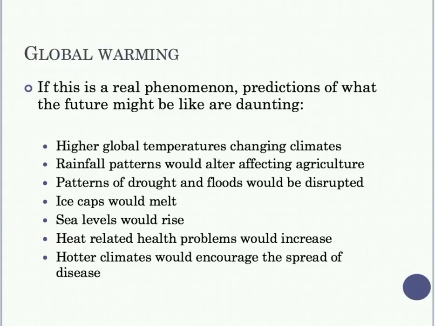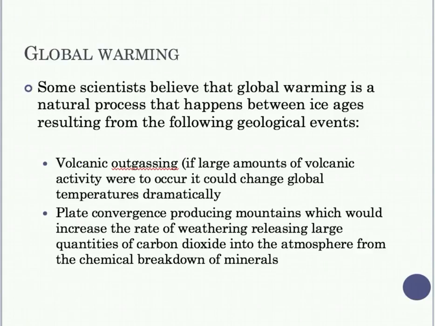If this is a real phenomenon, predictions of what the future might look like are kind of daunting. With higher global temperatures and changing climates, rainfall patterns would alter, affecting agriculture and also natural environmental flows. Patterns of droughts and floods would be disrupted. Ice caps would melt, sea levels would rise, and heat-related health problems would increase. Hotter climates would encourage the spread of disease.